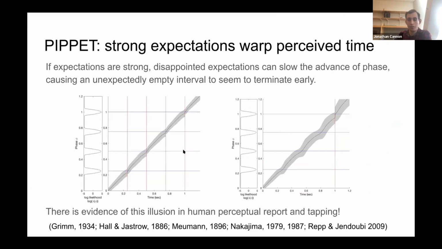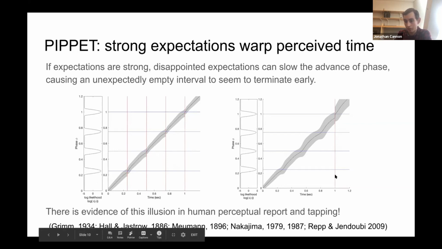Another really interesting effect of this particular framing of the problem is that it actually predicts that in between events, expectations can warp the progression of estimated phase. And so here you can see that if expectations are very strong and expected events are omitted, then that distorts the passage of phase. And when an event actually occurs at the end, it seems like it has happened earlier than expected. And there's actually evidence of this illusion in human perceptual report and tapping data that's been reported multiple times since 1886.